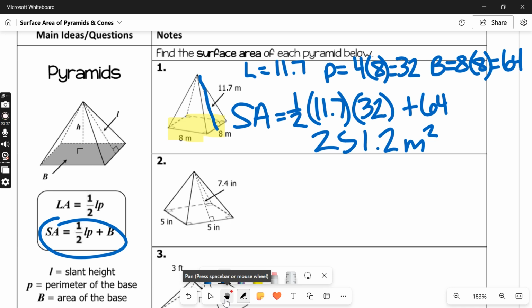Number 2 is worked almost exactly the same, so this would be a good one for you to pause, try with your group, and then check back.